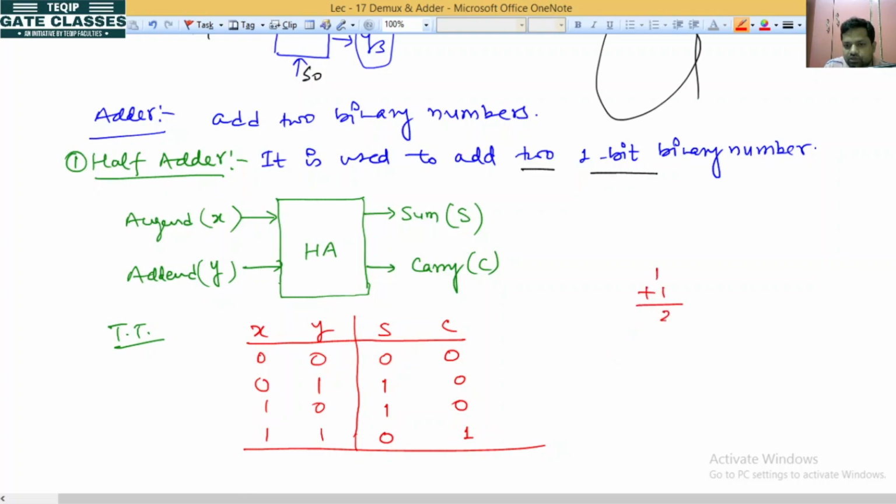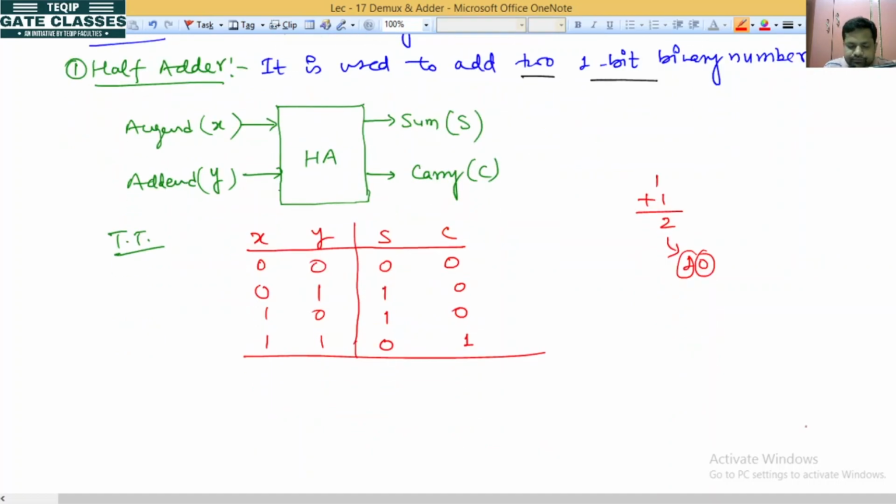1 plus 1 क्या होता है? 2. 2 can be represented in binary as 1 0. So this will be the sum and this one will be the carry. Now I am going to write the function for S. If you see here, which gate it is?